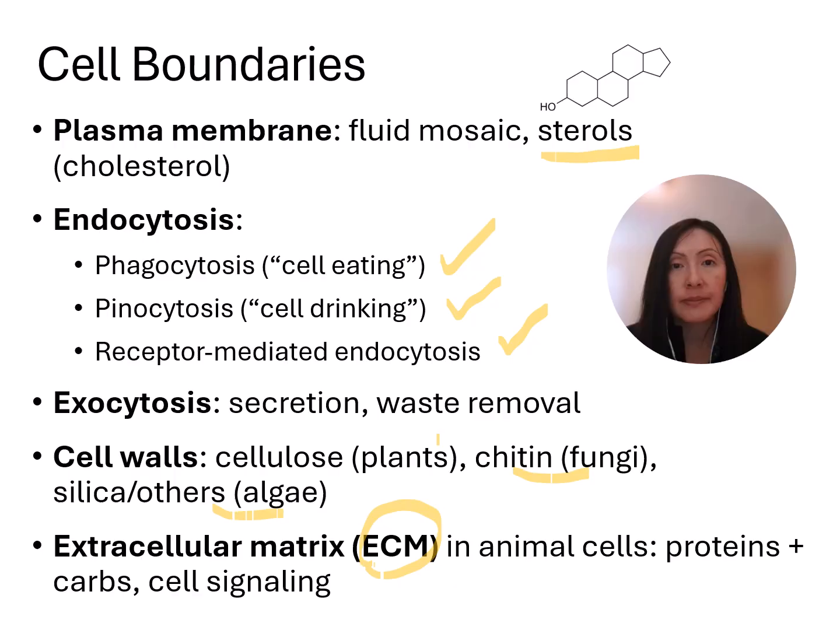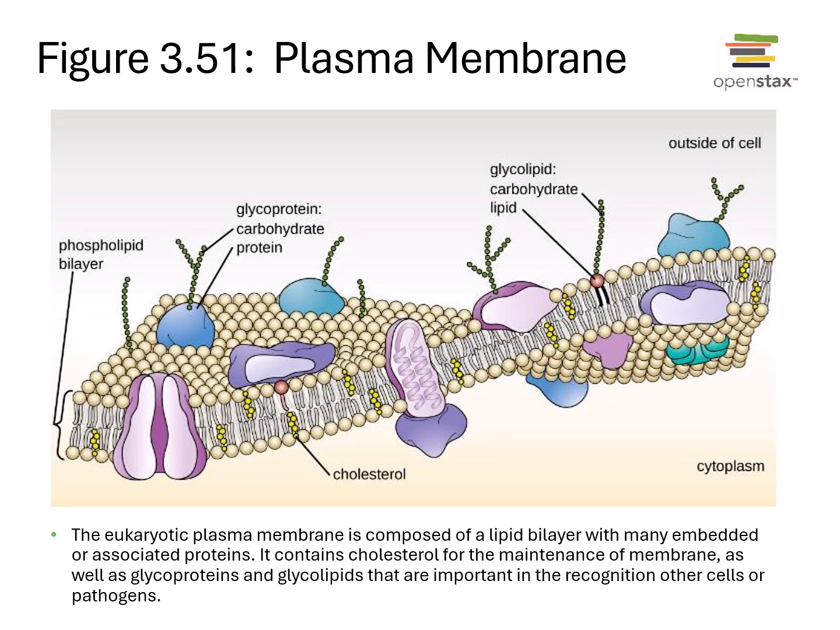The eukaryotic plasma membrane is similar to prokaryotic membranes, but here we also see the addition of sterols like cholesterol for stability, and usually we'll have a greater variety or more glycoproteins and glycolipids that are important in cell identification and recognition of other cells.